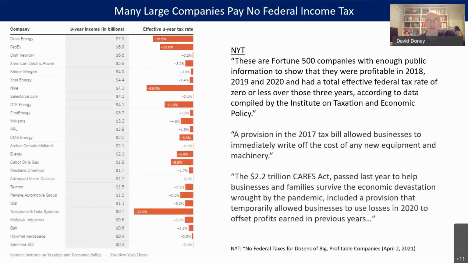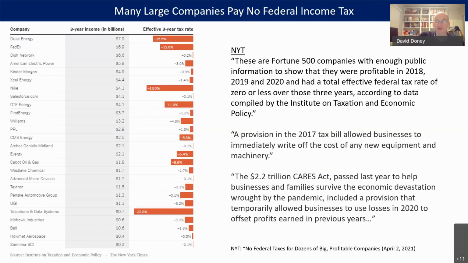All right. You probably saw in the news that there are a lot of large companies that don't pay federal income tax. These are Fortune 500 companies that reported profit from 2018 to 2019 but did not pay taxes. They have various ways that they do this, and in some cases, the government gave them special benefits or special ways of doing that. In 2017, they had some incentives, and then the CARES Act also gave them incentives.